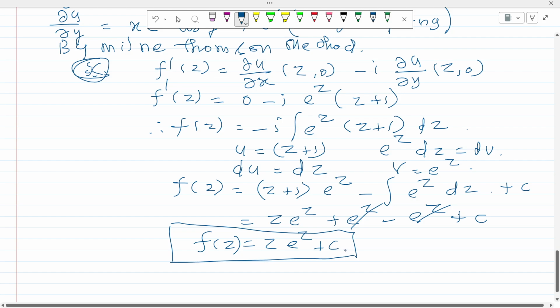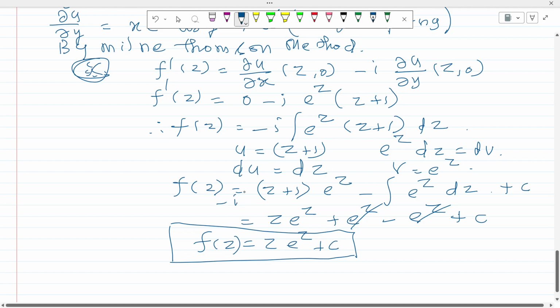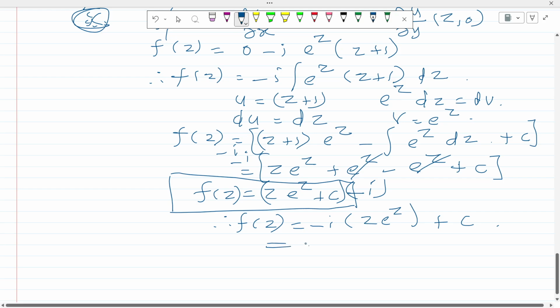It is the required analytic function. The minus i will come here, multiplying it. Therefore, f of z equal to minus i into z into e power z. Even if you multiply the c by minus i, it will be a constant only. So this is f of z.